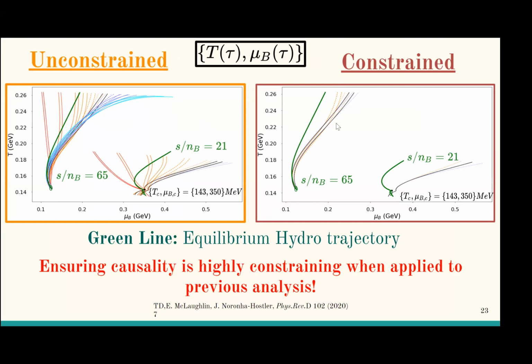Because now I have an idea of how to start to limit the phase space available to me in my hydrodynamics, right? And the same thing is true here for the ones that go through the critical point, right? I get rid of a bunch of these trajectories. So it turns out that ensuring causality is highly constraining, especially when applied to the previous analysis that was done here, right?